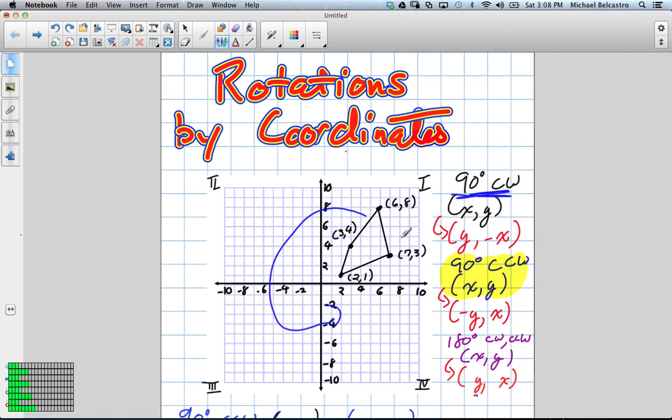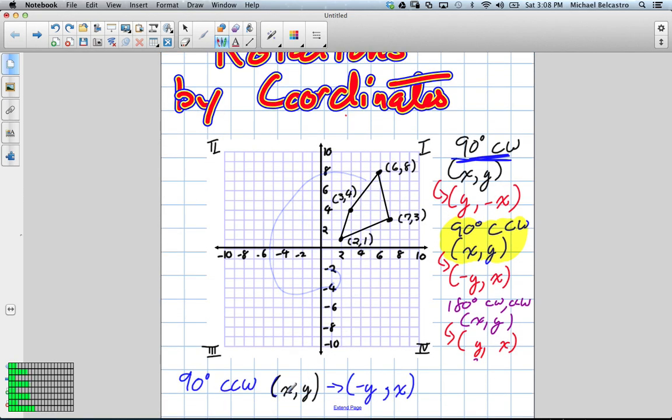So we've already done 90 degrees clockwise. Let's try 90 degrees counterclockwise. Well, our rule here states that we take the coordinates and we invert them. But instead of making the x the opposite, we make the y the opposite, right? And we're always rotating around the origin. It's not on any specific point here.